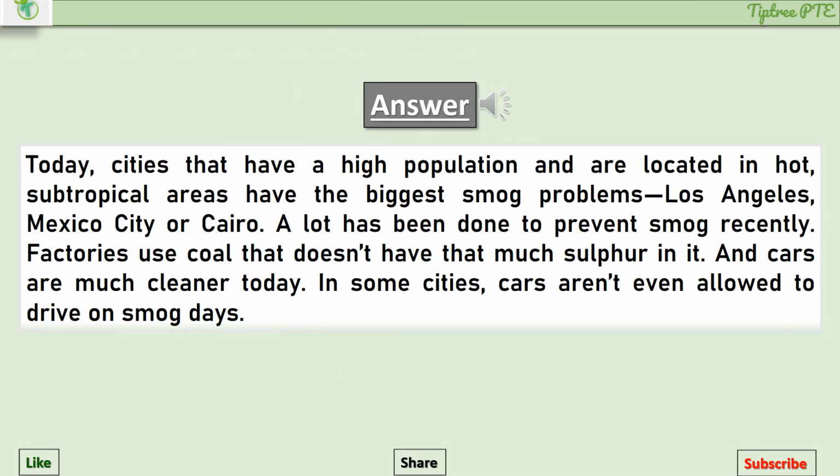Today, cities that have a high population and are located in hot, subtropical areas have the biggest smog problems: Los Angeles, Mexico City or Cairo. A lot has been done to prevent smog recently. Factories use coal that doesn't have that much sulfur in it. And cars are much cleaner today. In some cities, cars aren't even allowed to drive on smog days.